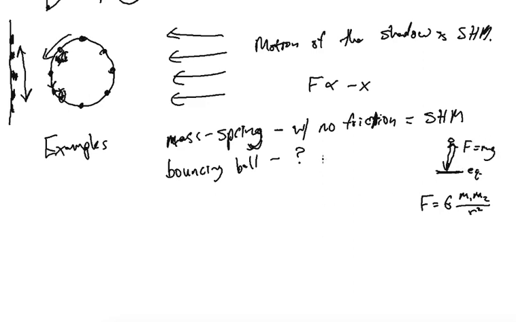So a bouncing ball is not simple harmonic motion. Don't make the mistake of thinking it is, because the force here is not proportional to how far away it gets from the ground. It's actually inversely proportional to the square of how far it gets away. So that one's definitely not. This one is. What about a pendulum?